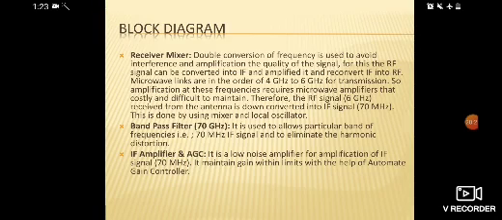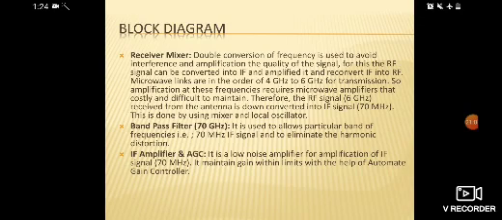Okay, so amplification at these frequencies requires microwave amplifiers. In order to amplify the signals, we require microwave amplifiers. But microwave amplifiers are very costly and also very difficult to maintain. So for this reason, the RF signal, that is 6 gigahertz, received from the antenna is down converted into the IF stage, that is the IF signal in the range of 70 megahertz. This can be done by using the mixer and the local oscillator.